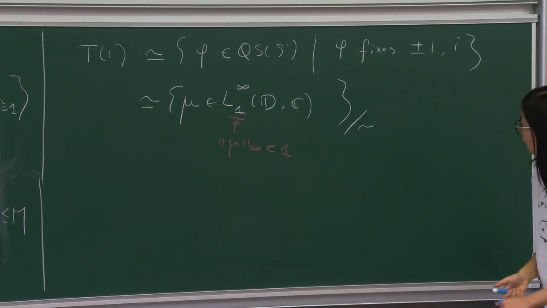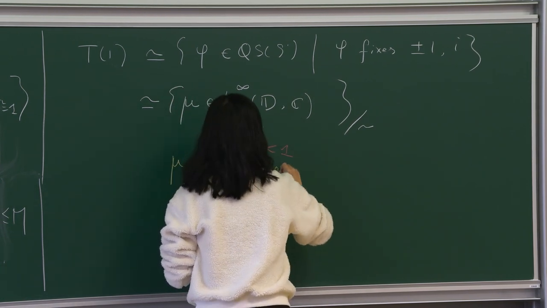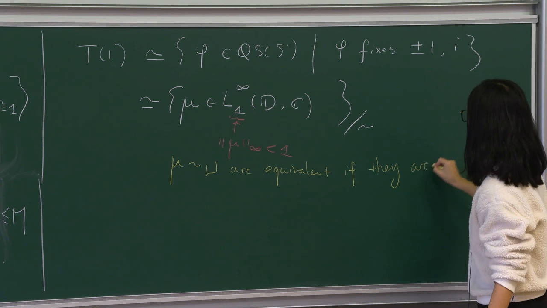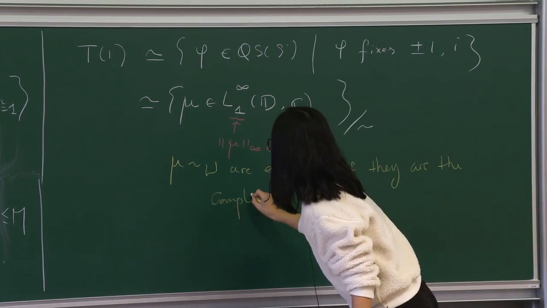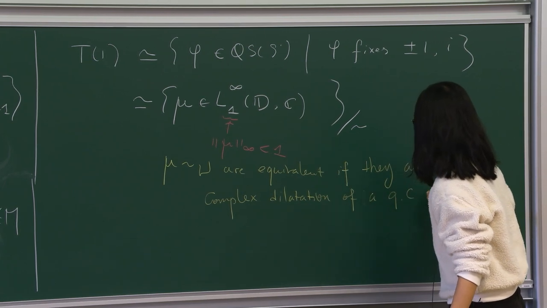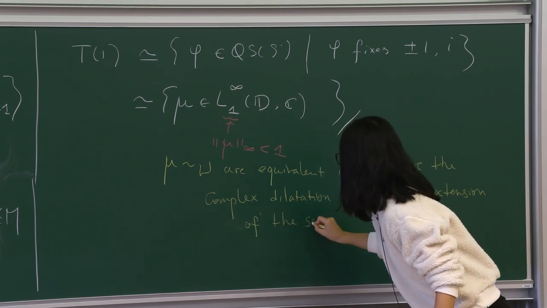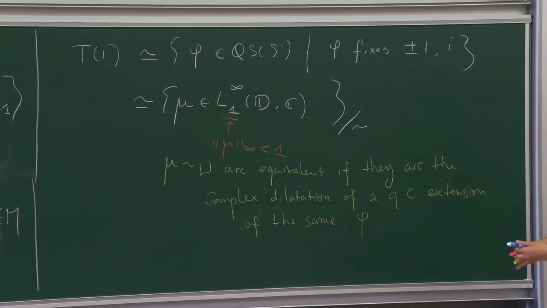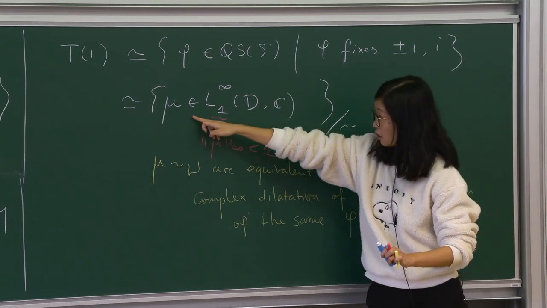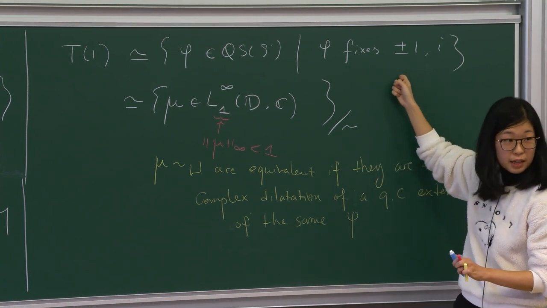And I will have to mod out an equivalence relation, and we say mu and nu are equivalent if they are the complex dilatation of a QC extension of the same phi. All right, for each phi, there are tons of ways to extend them, and I just collect their complex dilatation into this family. And I just quotient out if they come from the same extension of the same map.